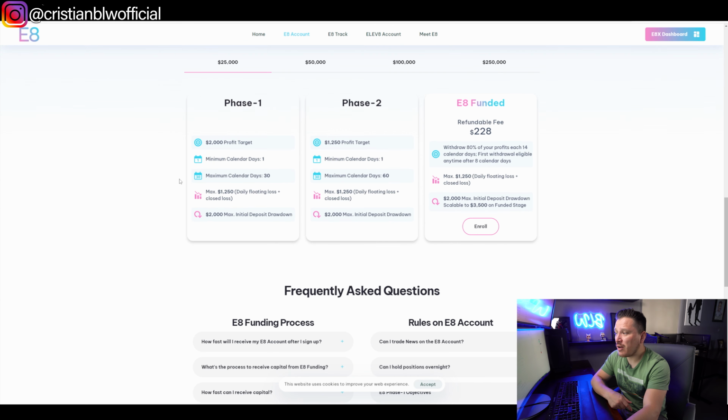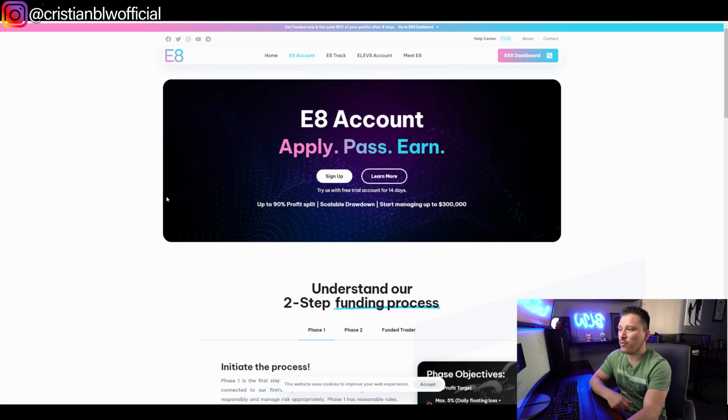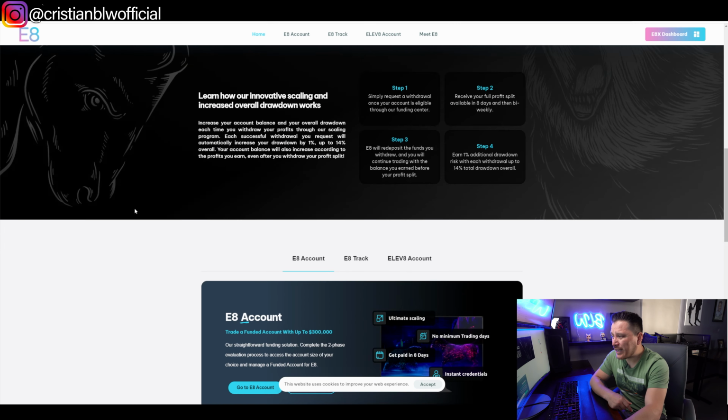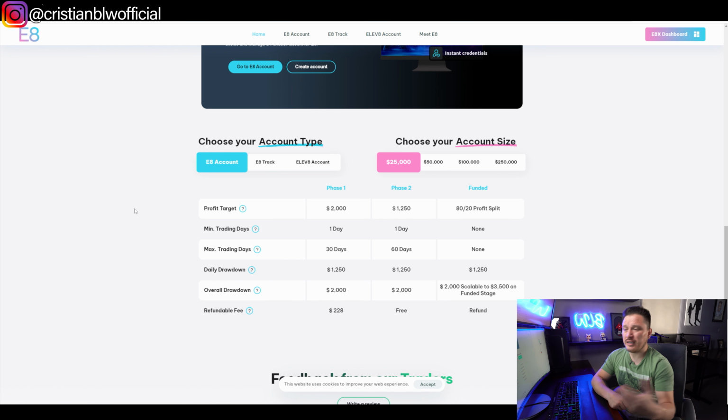And they have different options. They have options for $100,000 account. They have options for $25,000 account, and so on and so on. So in the end, I do believe that going with a trusted company is gonna be a huge difference between you losing a bunch of money or making tons of money.